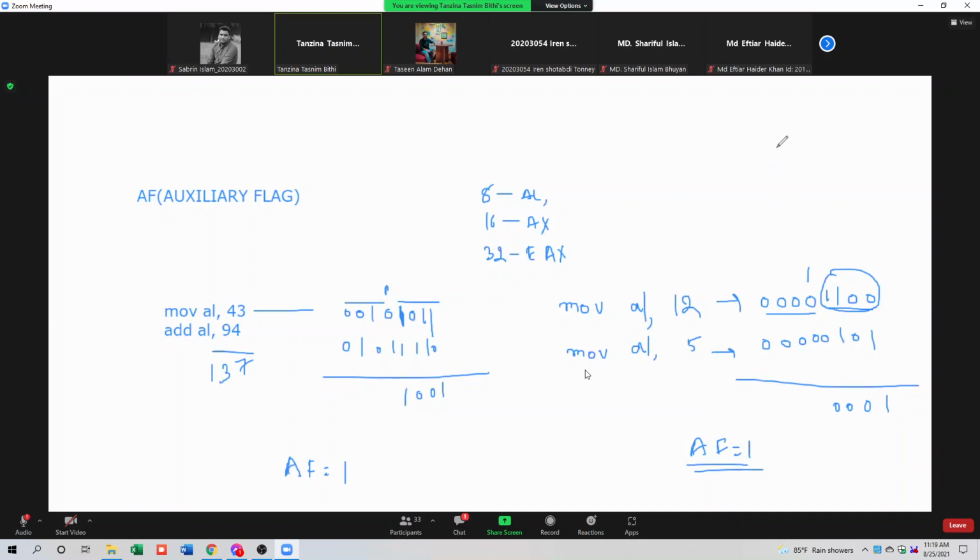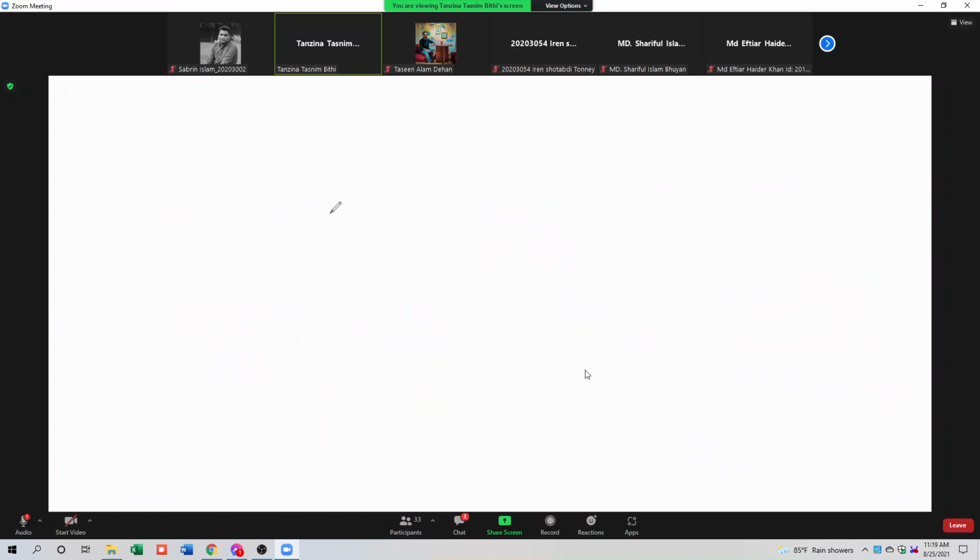So what about this example? Suppose add 7 with 2. That means the instruction is MOV AL, 7; ADD AL, 2. Seven is 0, 0, 0, 0, 0, 1, 1, 1. What about 2? 0, 0, 0, 0, 0, 0, 1, 0.